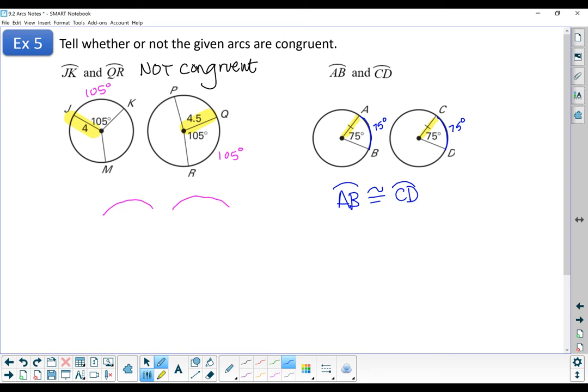So for arcs to be the same, they have to have the same arc measure, and they also have to be on circles that are the same size.